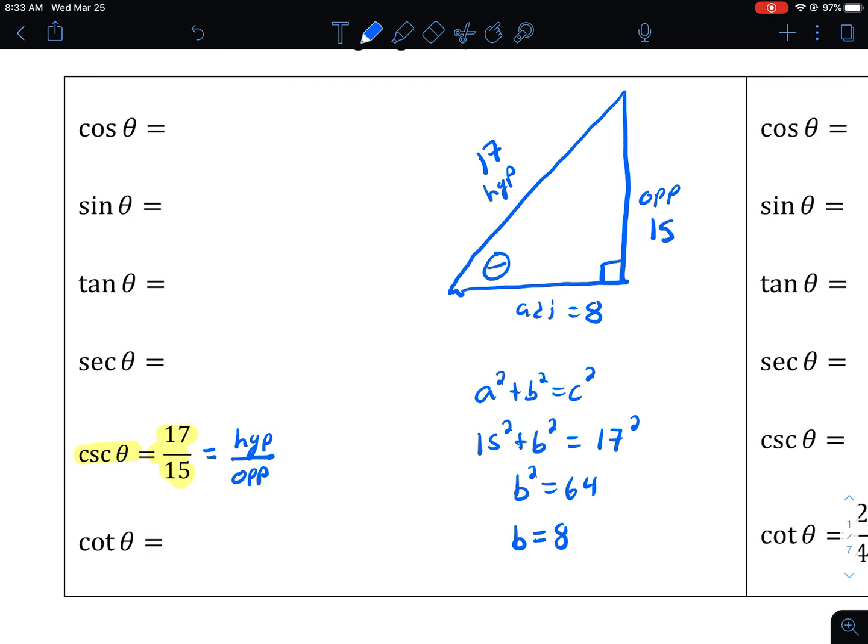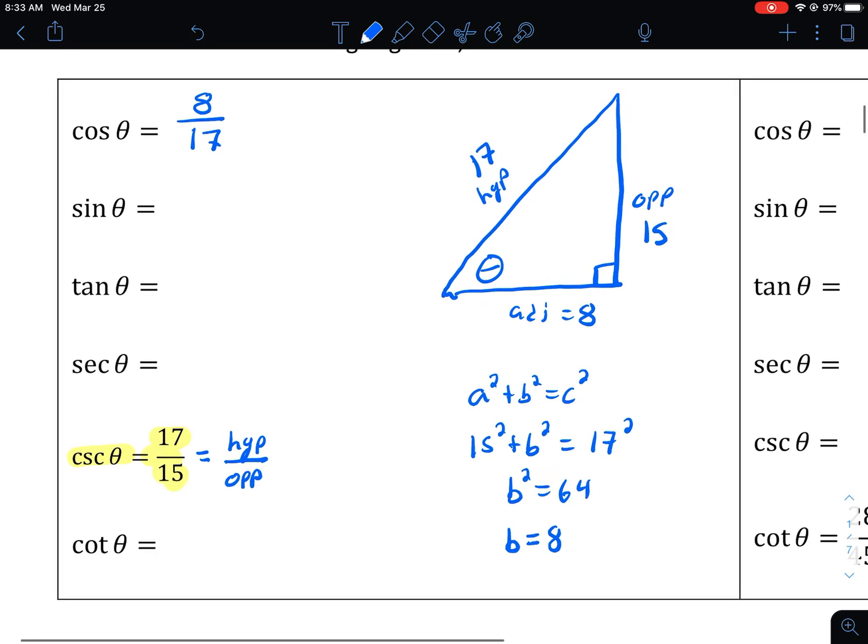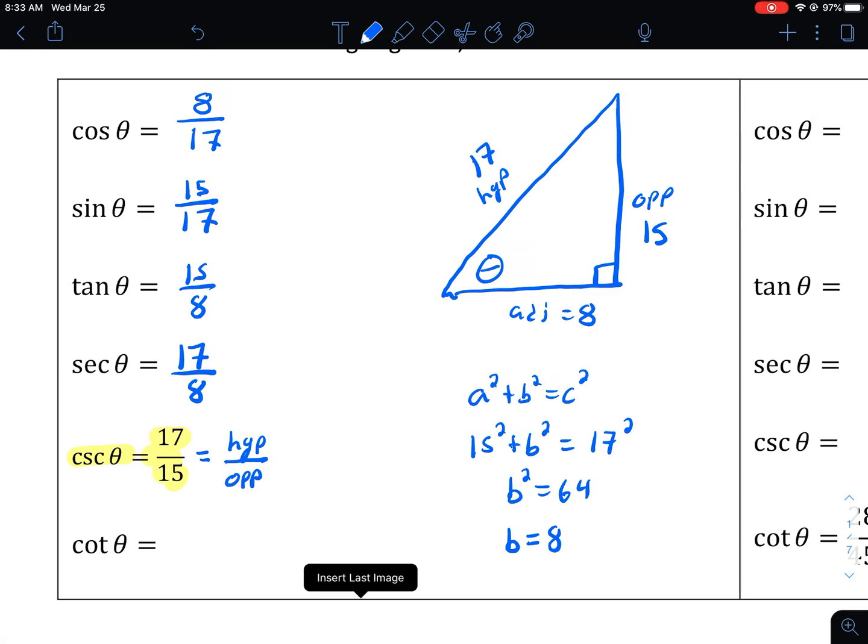And then we would fill in our trig ratios. So cosine would be adjacent over hypotenuse, so 8 divided by 17. Sine will be opposite over hypotenuse, and technically I could have got sine right out of the gate by doing the reciprocal of cosecant. Tangent, opposite over adjacent. Secant, hypotenuse over adjacent, or flip cosine, 17 over 8. And cotangent would be adjacent over opposite, or flip tangent. All right, so that's right triangle trig ratios right there.